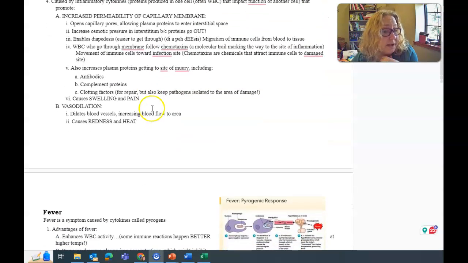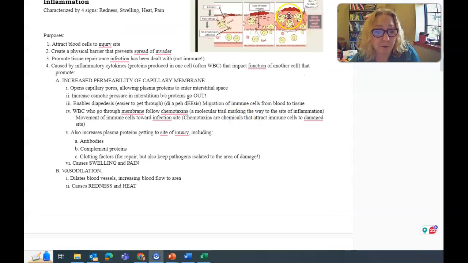Proteins go out. Oh, I forgot to talk about the word diapedesis. It's the migration of immune cells from blood to tissue. So how are we going to do that? Let's back this up, right? Here we go. Look at these blood cells. All your good white blood cells are coming from the blood into the tissues. Diapedesis. Good times. White blood cells go through membranes. They follow chemotaxis. Chemotaxins are basically a molecular marker showing the way to the site of the inflammation.